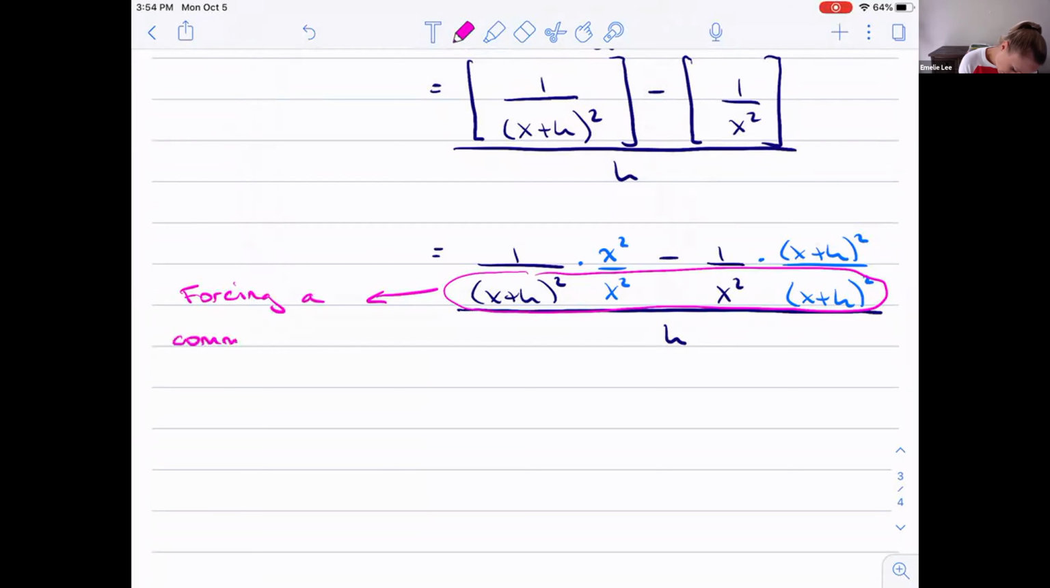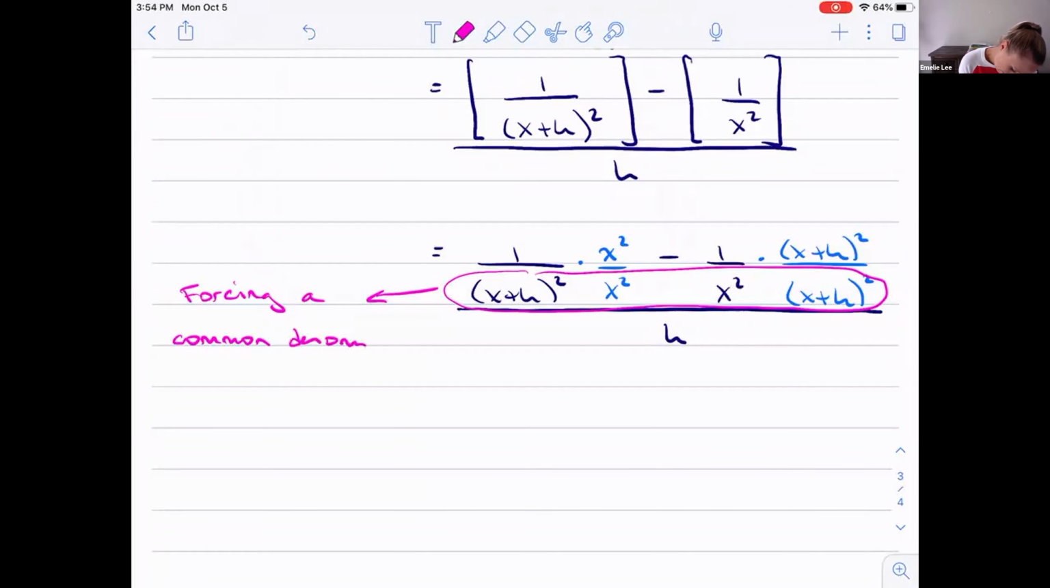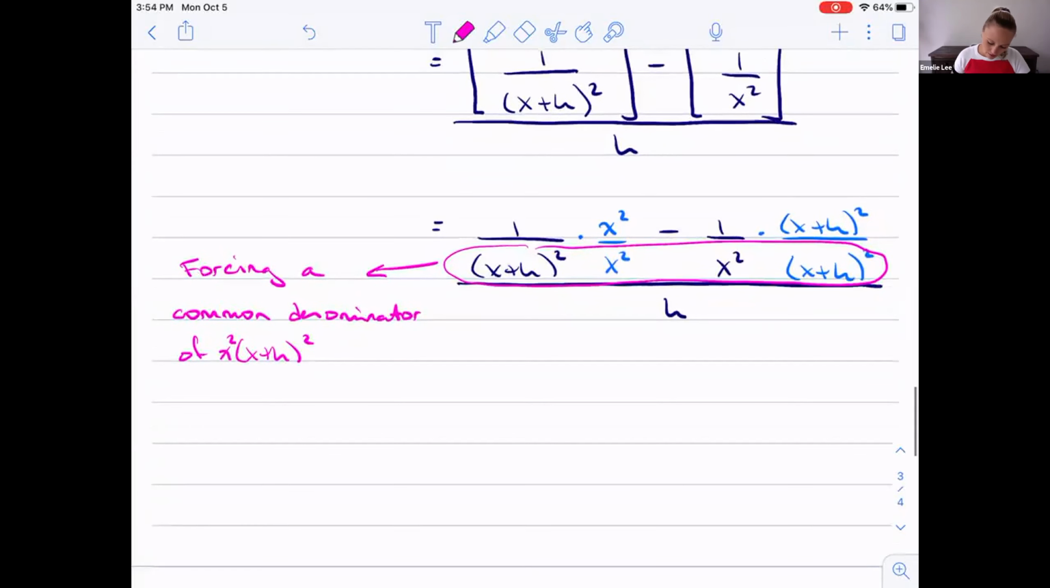Forcing a common denominator of x plus h squared times x squared. Or often I'll write the smaller one on the outside here, x squared times x plus h squared, it doesn't matter. And here, because we're multiplying, we could bring the x inside the brackets, but I'd still be squaring, so it's not going to make a difference. I'm just going to keep them separate to remind myself again that I have found this common denominator already.